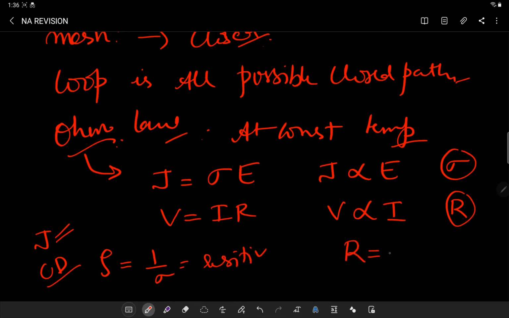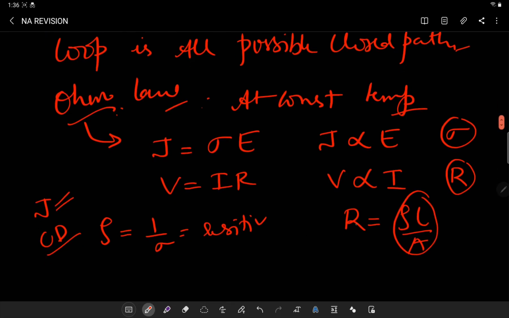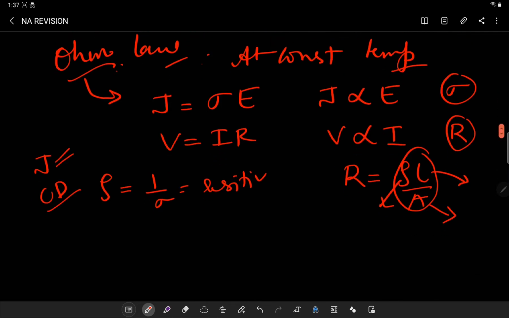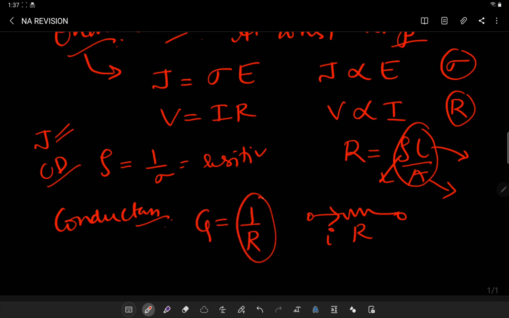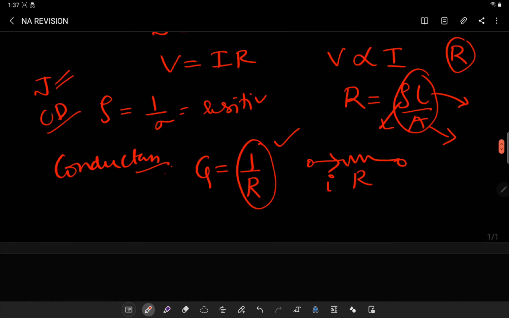and also we have another formula, R is equal to rho L by A, where L is the length of the conductor, A is the area of the conductor and rho is the resistivity. So the symbol of resistance is like this. We also have to remember conductance, whose value is given by G is equal to 1 by R. To apply Ohm's law, generally when a current I passes through a resistance, a voltage V will be generated.